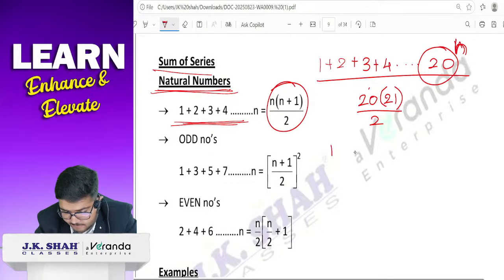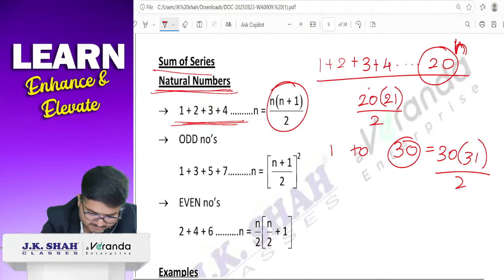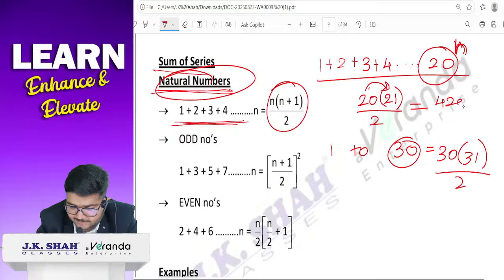If we have been asked from 1 to 30, we would be doing, the last digit is 30, 30 into 31 upon 2. Same step. But remember, this is for only natural numbers, sum of natural numbers. Let us solve this. What is 20 into 21? It is 420 upon 2, which is 210.